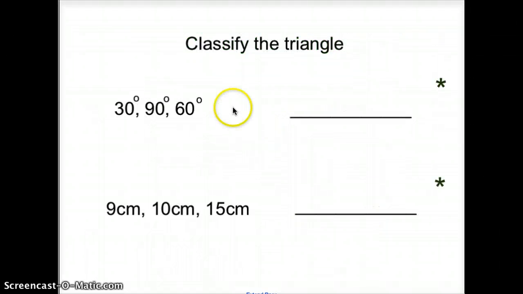Okay, try these. You're going to classify this triangle by its angles, classify this triangle by its side lengths. Pause the video, write your answers down. Okay, hopefully you got this was a right triangle because of this 90 degrees right here. And down here, none of the side lengths are the same, so that would be scalene.